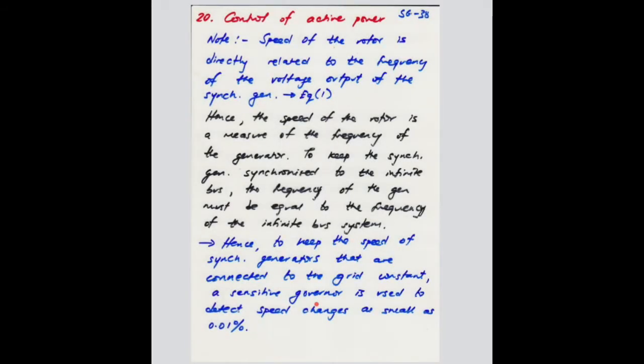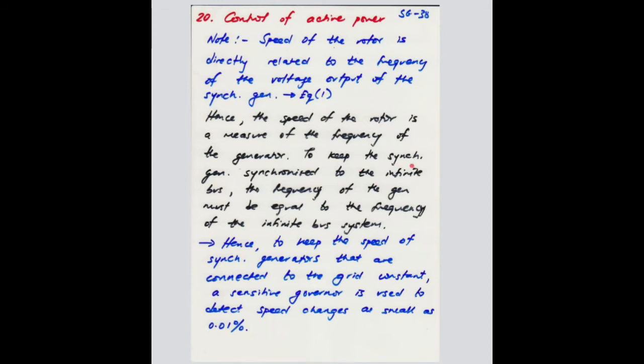Now, when it comes to the control of this power, so this is basically covered in section 20, right? So the speed of the rotor in a synchronous generator is basically directly related to the frequency of the output voltage of the machine, right? So that we looked at in the very first equation 1 that we showed earlier in the first lecture. And the speed of the rotor basically is a measure of the frequency of the generator.